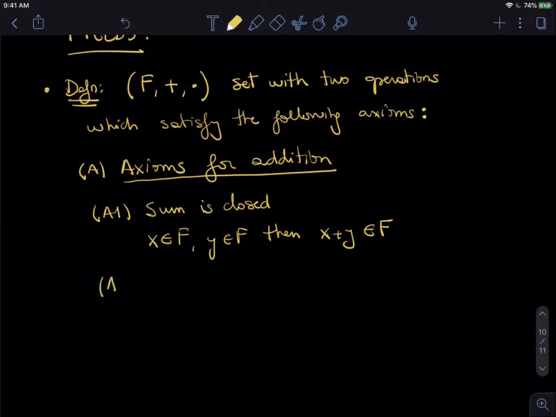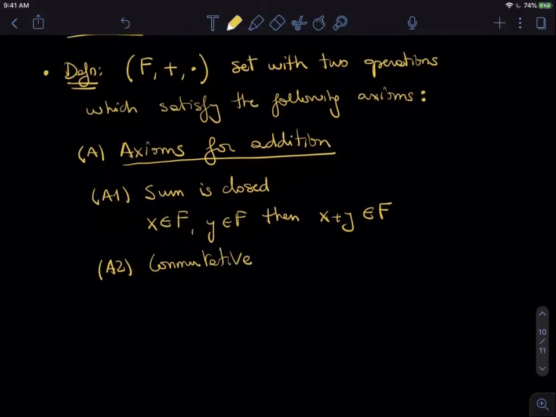The second one is that the sum is commutative. Let me just write commutative. Okay, so what does commutative mean? Commutative means that if I take x plus y, that is the same as taking y plus x. Okay, and this is for all x, y in F.